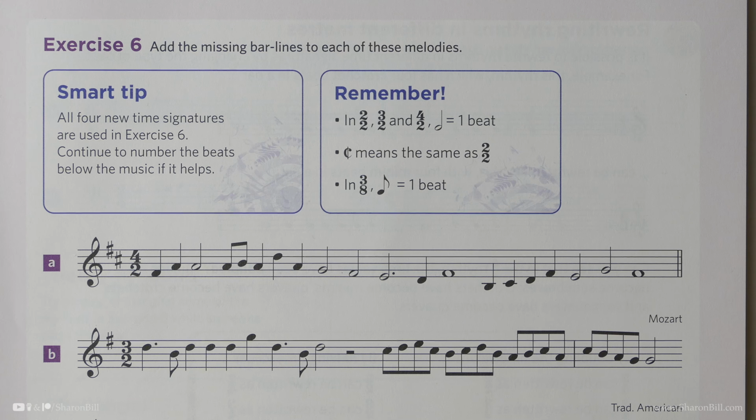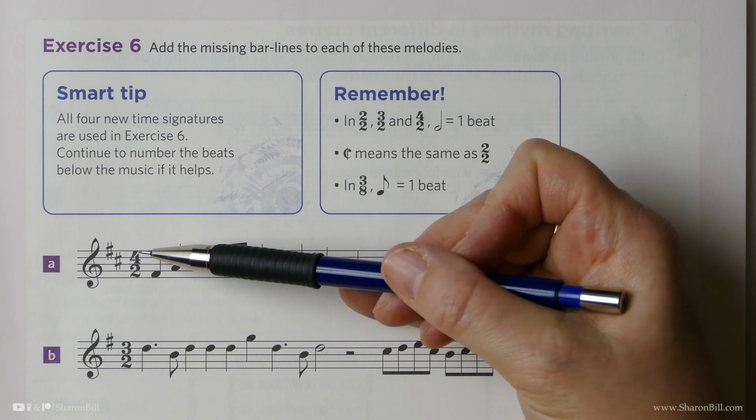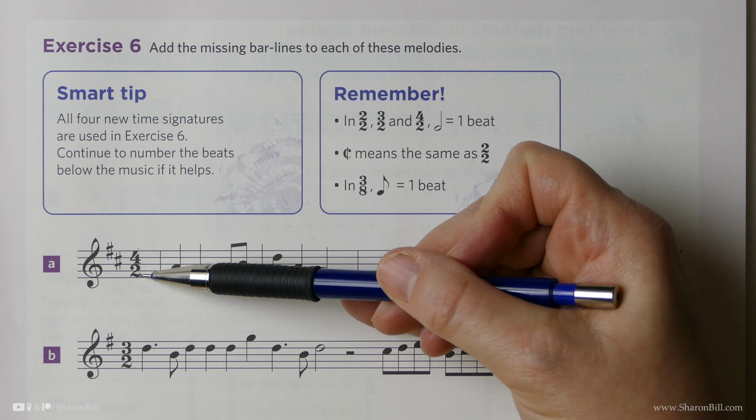Let's press on to page 11 of the Grade 2 Discovering Music Theory workbook, and we move on to exercise 6 where we're asked to add the missing bar lines to a group of melodies, each of which is in a different time signature. And so we've got lots of new time signatures to work out here, and we've got to be careful that we get the correct number of beats and the correct unit beat as well.